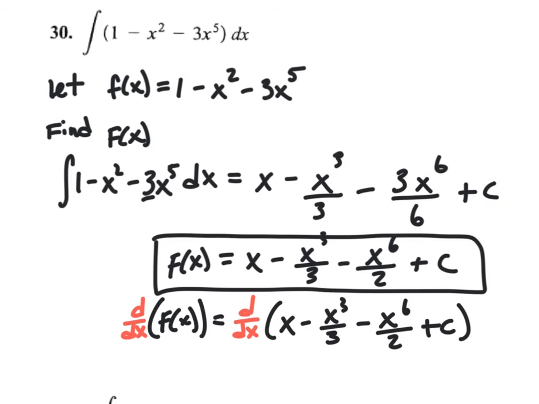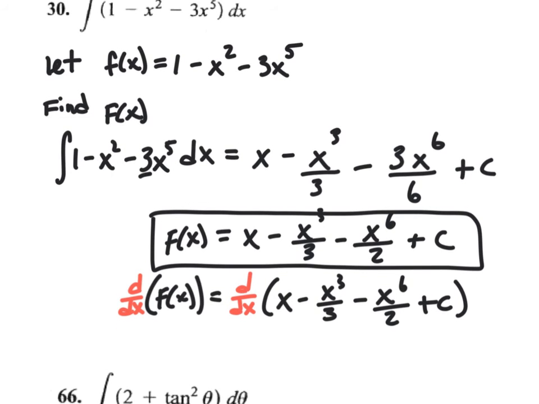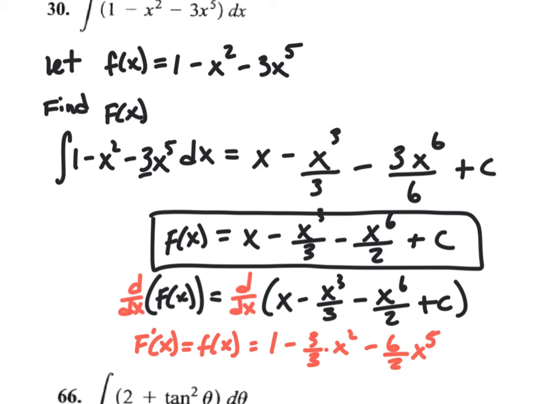And so what we would end up getting is big F prime of x, which is just equal to little f of x, which is equal to 1 minus 3 over 3 times x squared minus 6 over 2 times x to the 5th plus 0.